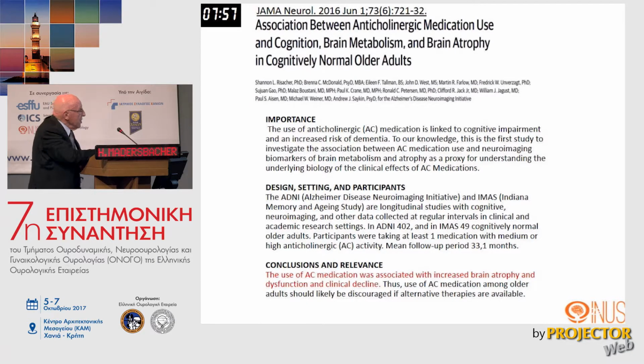And I just want to show you this chart here, from a paper published just last year. They could show in more than 451 cognitively normal older adults, when taking anticholinergics over a mean of 33 months, that they could really induce a change in brain morphology and brain function. They call it increased brain atrophy and dysfunctional clinical decline. So I think we can learn that if we use anticholinergics in the elderly, especially in patients with brain diseases, we should use only those with a low risk for CNS side effects.